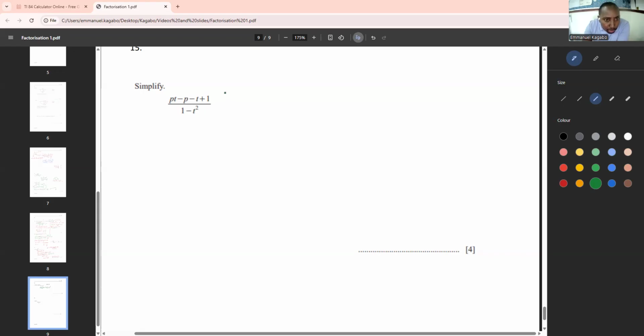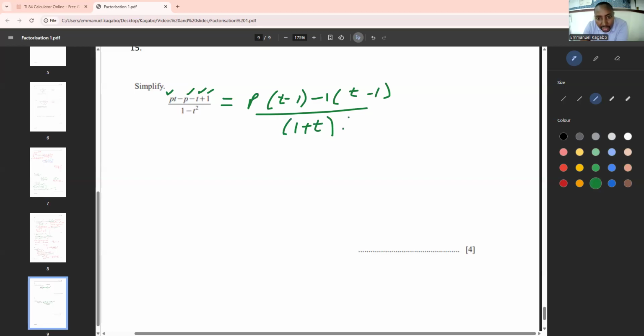Good. Here, we group 2, right? Because we have 4 terms, guys. Whenever you have 4 terms, you group 2. So the common factor here is p, so I'll get t minus 1. Here it will be minus 1, bracket t minus 1. All of this over difference of two squares, 1 minus t squared, because I think right now you have already understood the difference of two squares, 1 plus t, 1 minus t, okay?